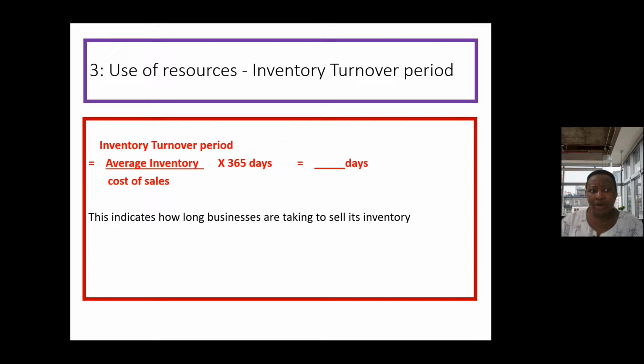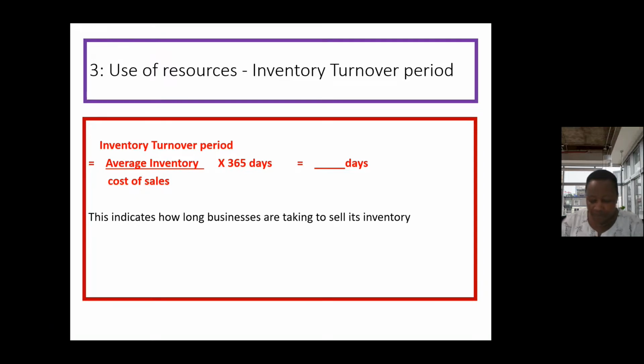It also enables us to offer some credit terms to our customers. So we know how many days we give them when we sell items to them on credit. So here it is average inventory divided by our cost of sales, multiplied by 365.